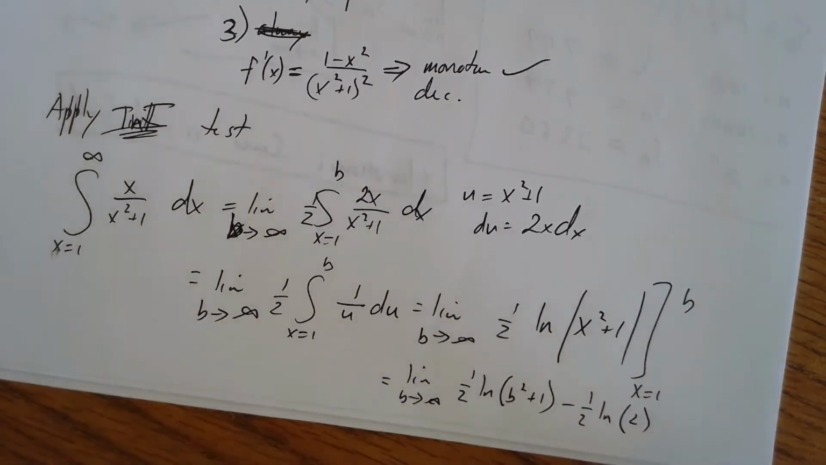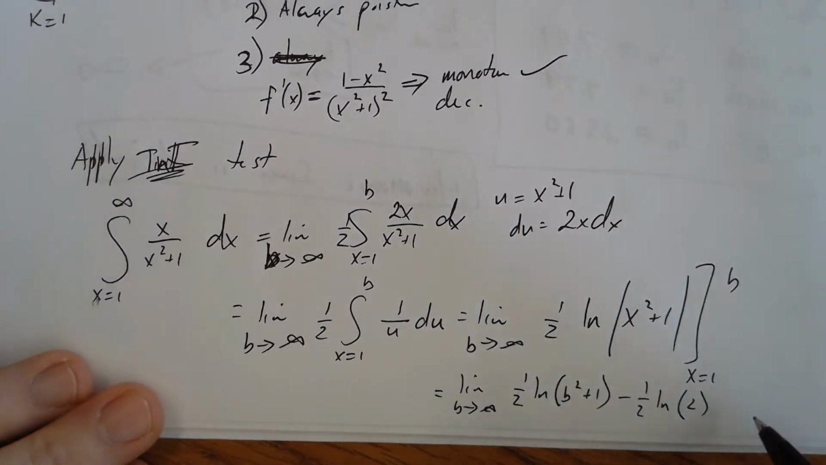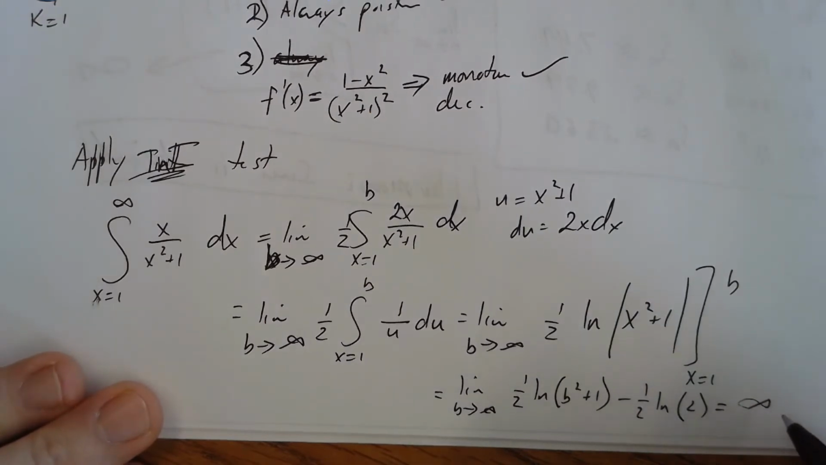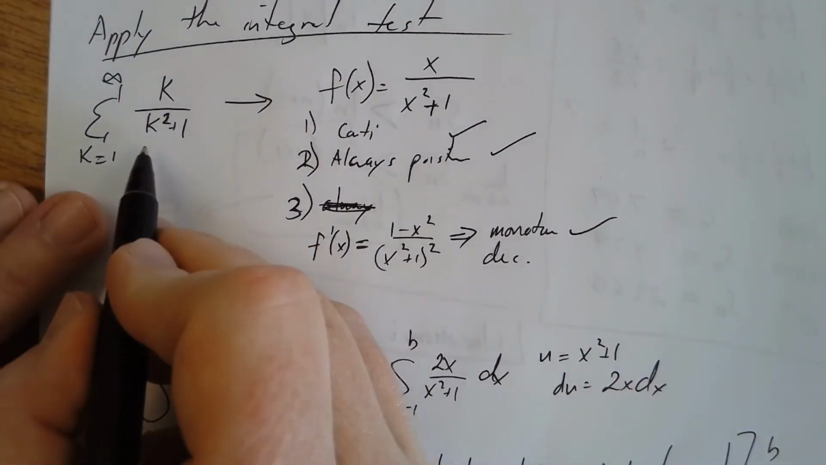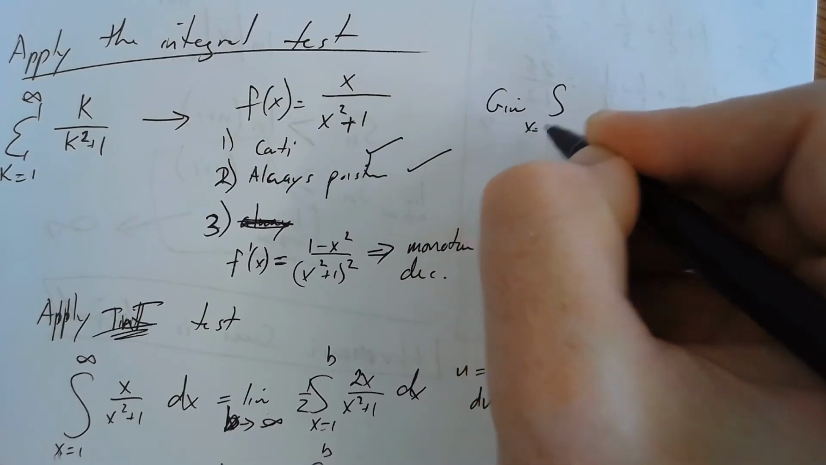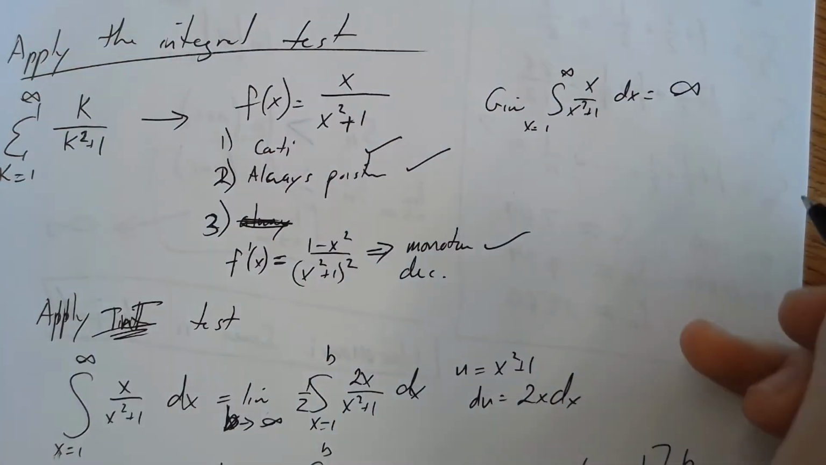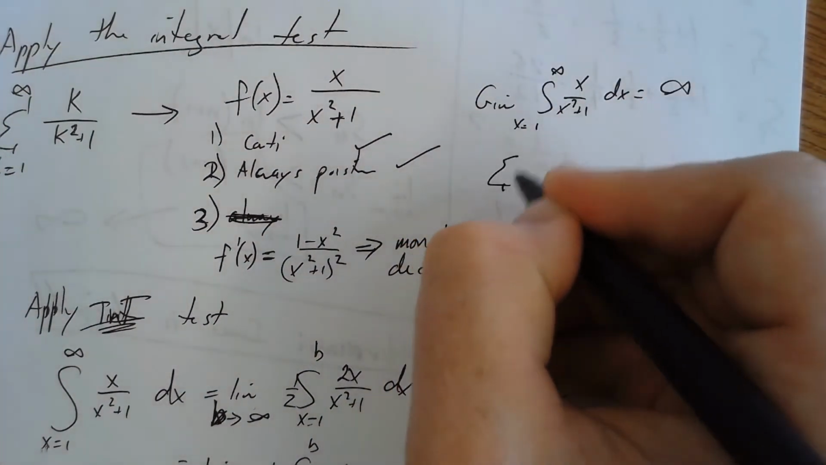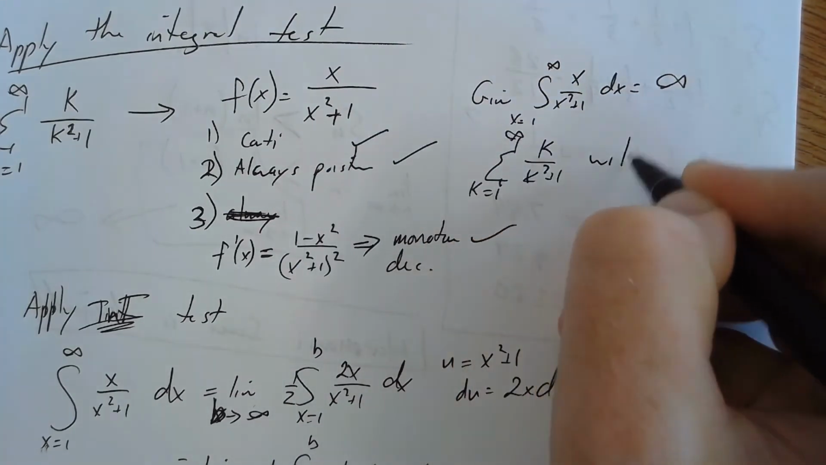So as b goes to infinity, this term right here is going to continuously get larger and larger. And if that value continues to get larger and larger, then it's infinity minus a number, which equals infinity. So by the integral test, we can come back to this thing right here and say, given that the integral from x equals 1 to infinity of x over x squared plus 1 dx equals infinity, the series k equals 1 to infinity of k over k squared plus 1 will diverge.